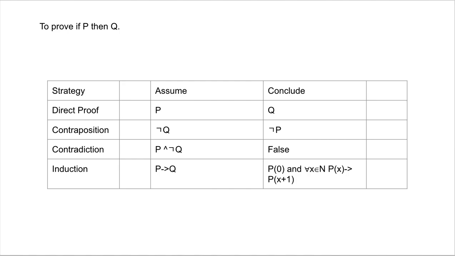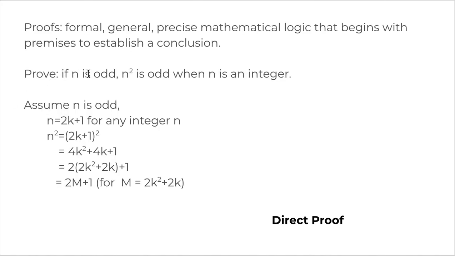Yeah, next is a small brief recap. So there are the 4 strategies that we had: the direct proof, contraposition, contradiction, induction. The direct proof states that we assume P and we conclude Q. Let me just go back to the question that we did. Yeah, so we assumed this is P, this is Q. So we assumed that P was true and we had proven for Q.